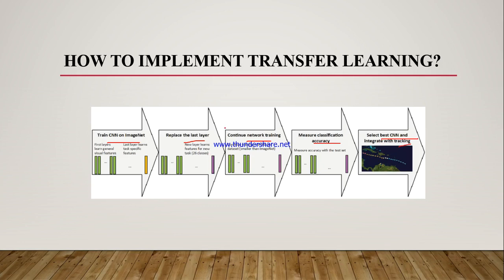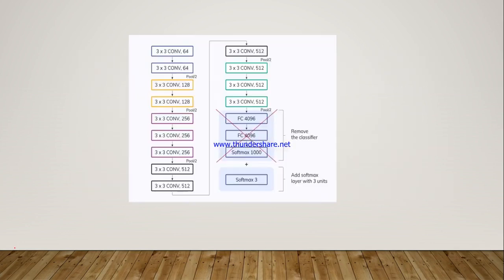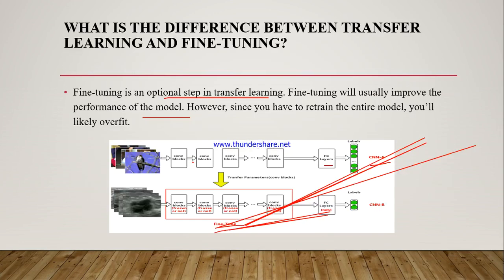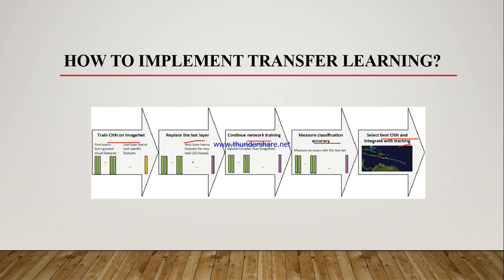So these are the things. The upcoming session will be a practical session. That time you can understand easily. So: train the CNN and replace, continue network training, measure classification accuracy, and at last indicate the best CNN with the tracking. Here, as we just told you, if you want to implement it, 6 steps are important.